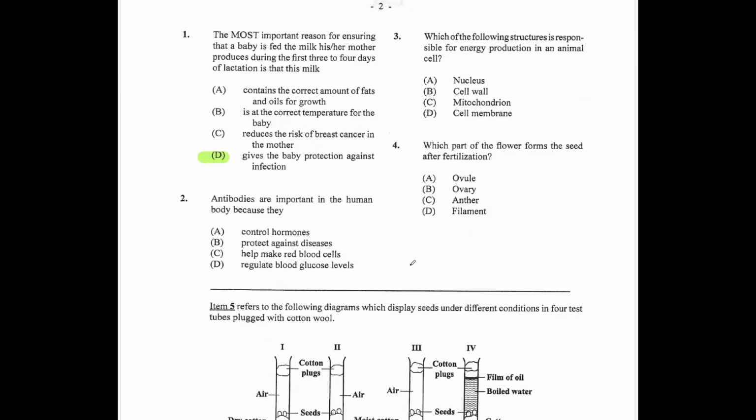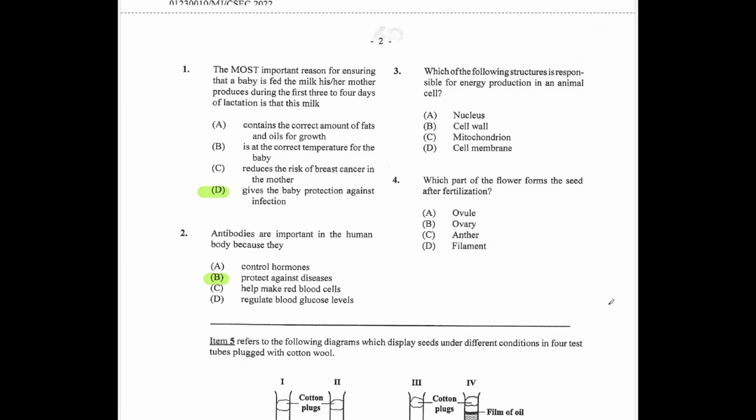Question 2, antibodies are important in the human body because they protect against diseases. Antibodies are part of the immune system. Which of the following structures is responsible for energy production in an animal cell? We have to be talking about the mitochondria.